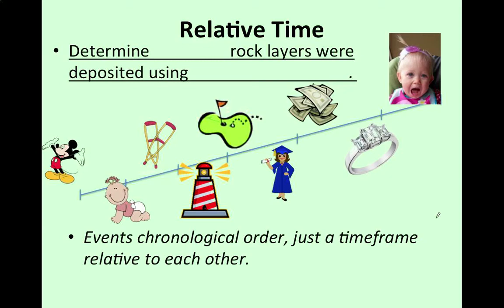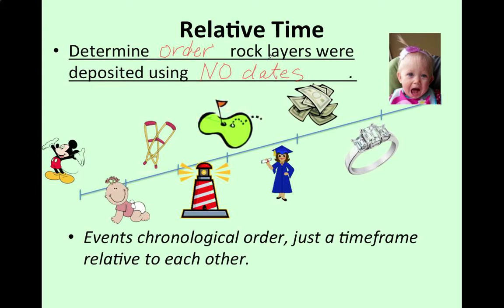Okay? Relative time is determining order of rock layers and figuring out how they were deposited using no dates. Only using what we know about the event, just like we did for the cake. We didn't have a time that we had to figure out when the cake was being made. All we had was what we knew about cake making. Same kind of thing here. When we put the rock layers in order, we aren't going to have any dates involved. Just common sense rules about how rock layers form.